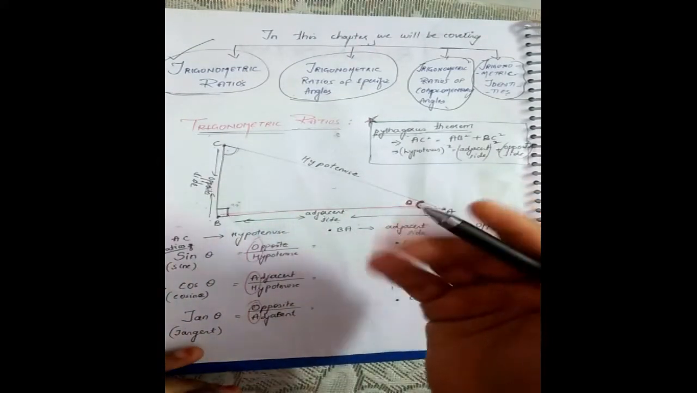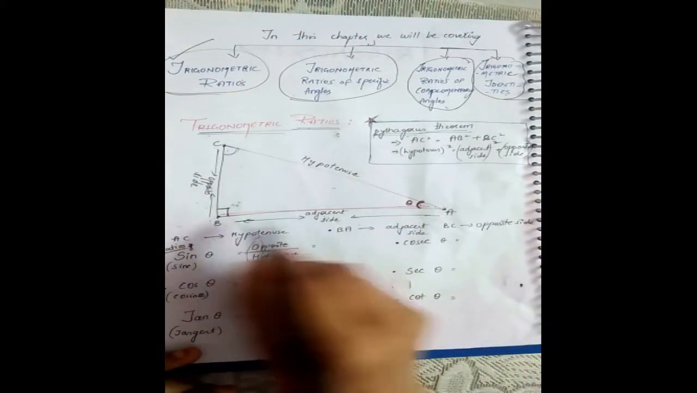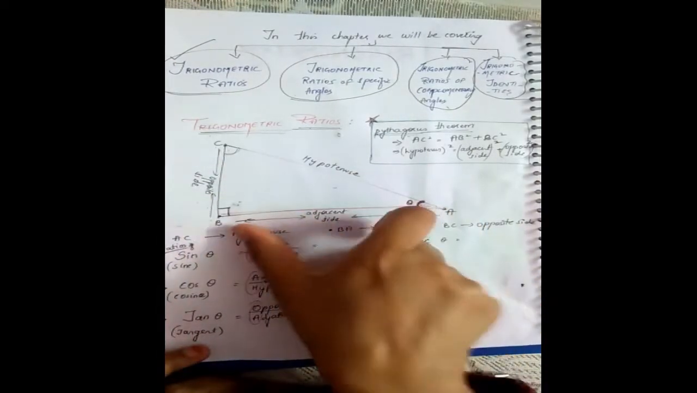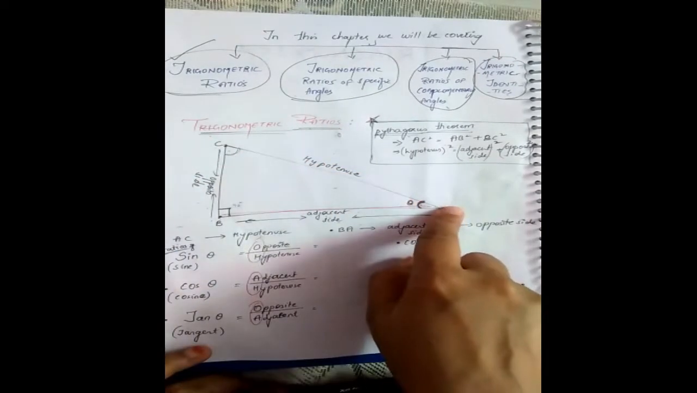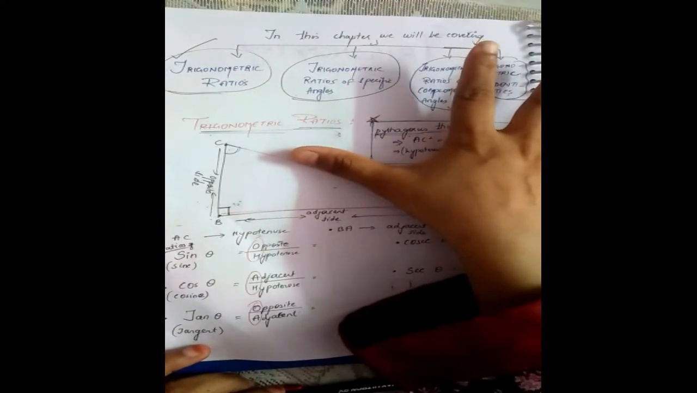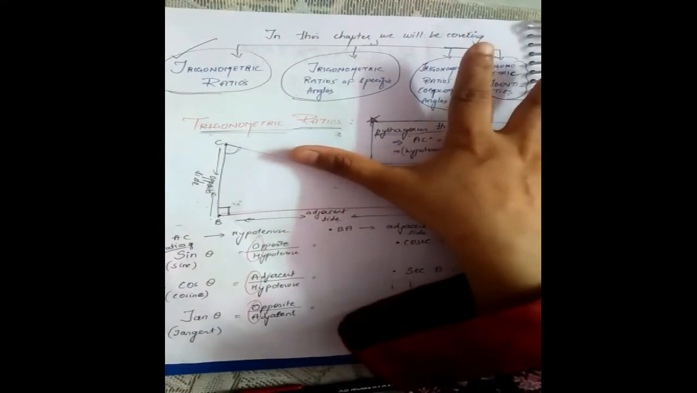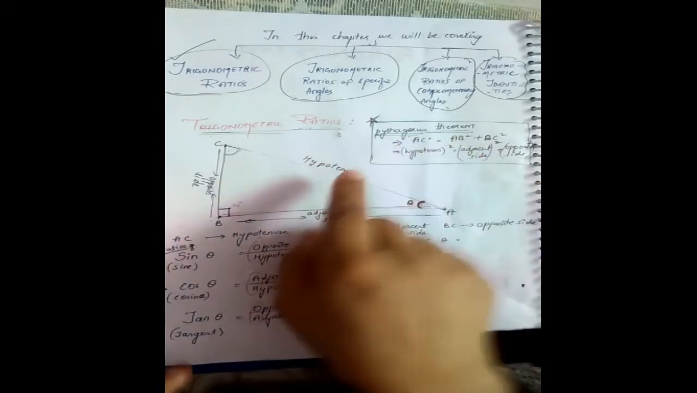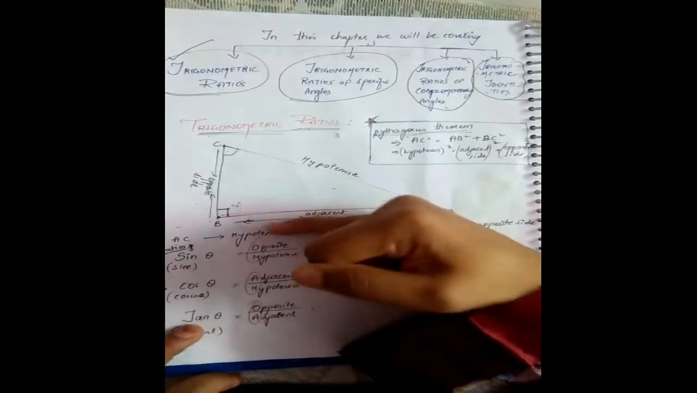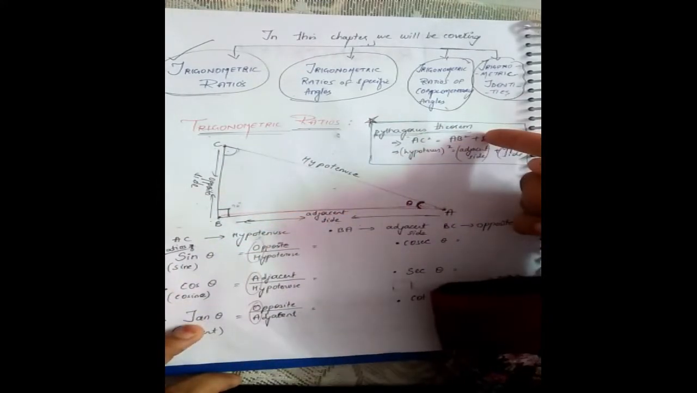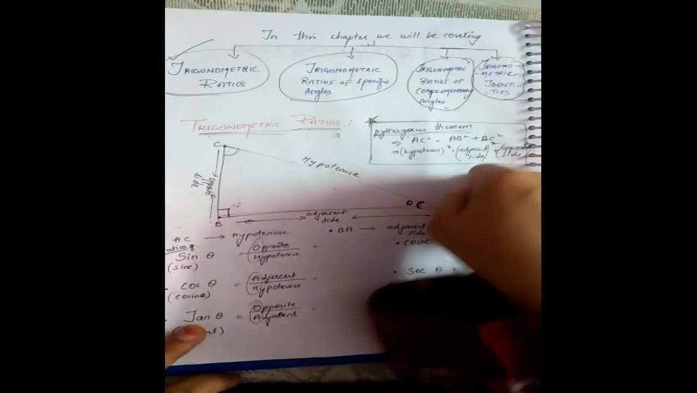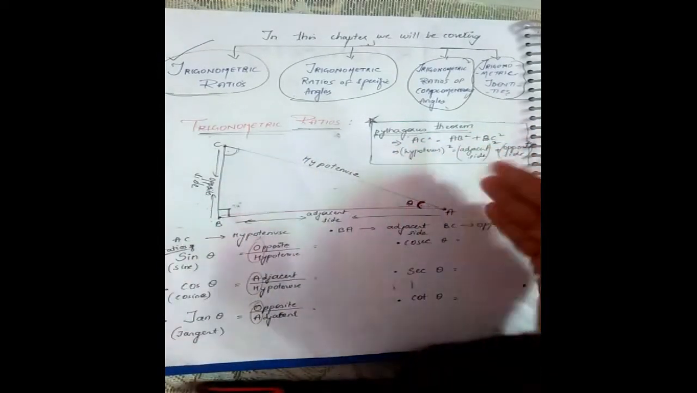In trigonometry, basically we will be given the lengths of the adjacent side, opposite side and hypotenuse. Sometimes we will not have the hypotenuse, so using the Pythagoras theorem we can get it. Suppose we don't have the length of the adjacent side, we will again use the Pythagoras theorem, substitute the values and get that adjacent side. That will be useful in future.